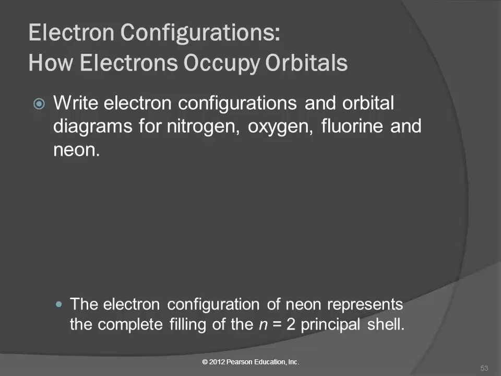So let's practice here, right? Electron configurations and orbital diagrams for nitrogen, oxygen, fluorine, and neon. Well, let's do nitrogen first. So let's do the orbital diagram first.